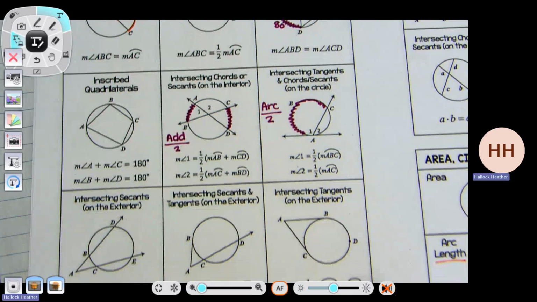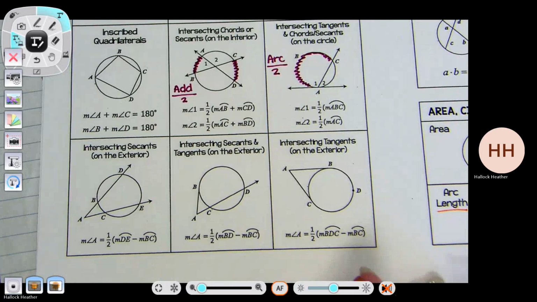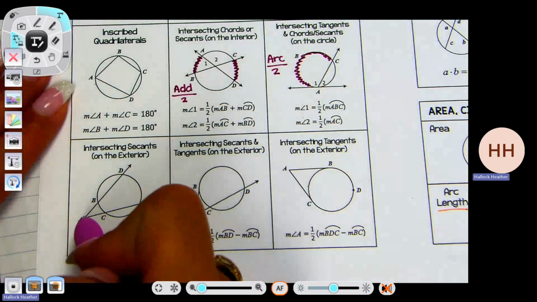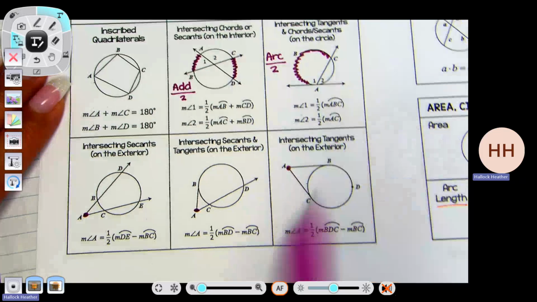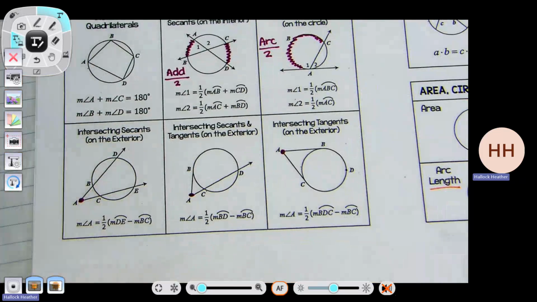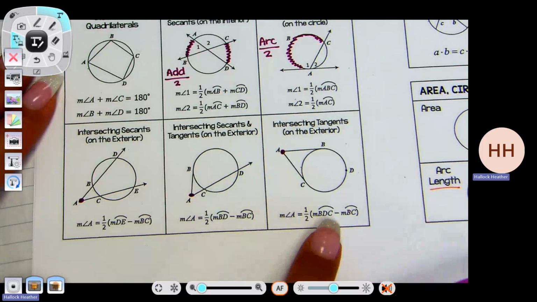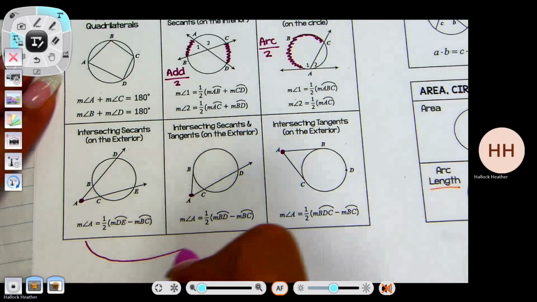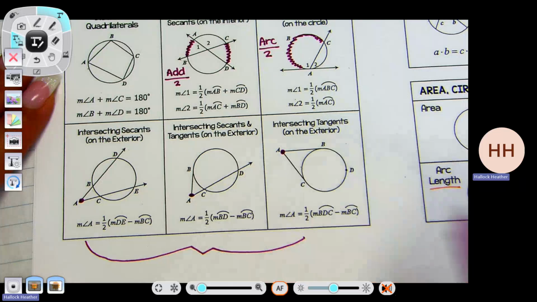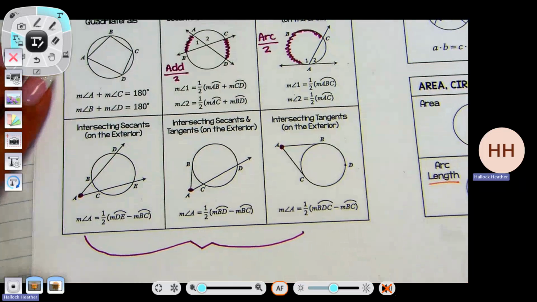The 3 at the bottom look different, but they're similar to each other. How they're similar is because A is on the outside of every single one of these. So the angle that it's actually making is on the outside. So for all 3 of these, you could try to look at this, but I think it's kind of confusing. All 3 of these, I'm going to try to make like a cute little bracket thing. Okay, there's my little bracket. We're using the same formula for these 3.